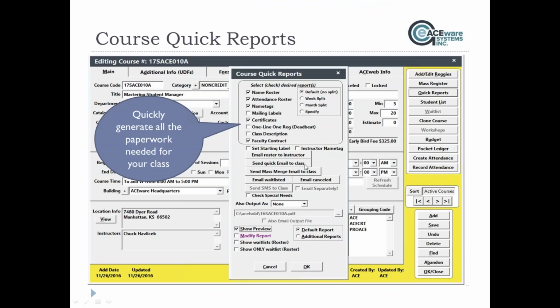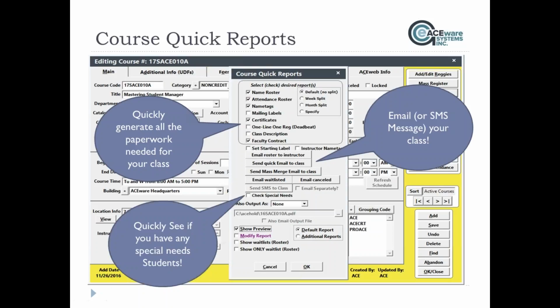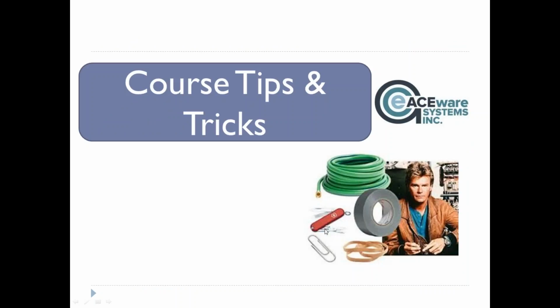Certainly, quick reports, we can't go without mentioning that in the system. You can hit quick reports, generate a batch of reports you need for the class. You could email or SMS message your class. And finally, don't forget the check special needs. And again, the idea here is that if you have a student where you put in a special needs note at the quick report level, if you just check special needs, you get, bam, a list of the names, if any appear, so you get a quick preview of who might need some special attention during the class.